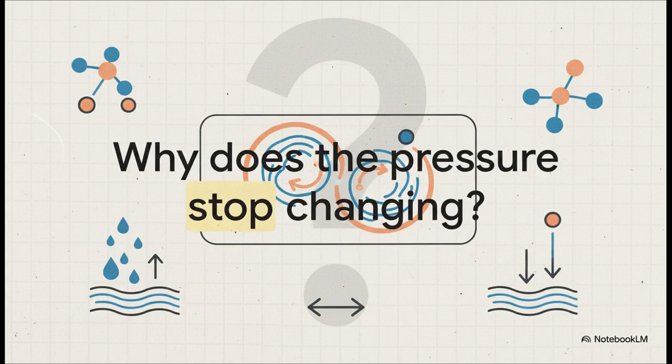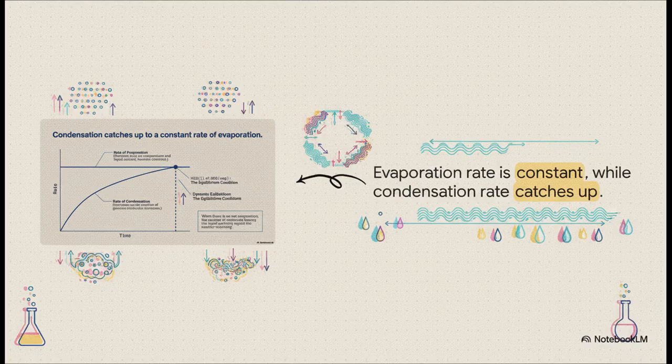And this leads us to the million-dollar question, why did the pressure stop changing? Did the water just stop evaporating? The answer is a huge no, and figuring this out gets us right to the heart of what dynamic equilibrium is all about. Let's break this down with a graph.